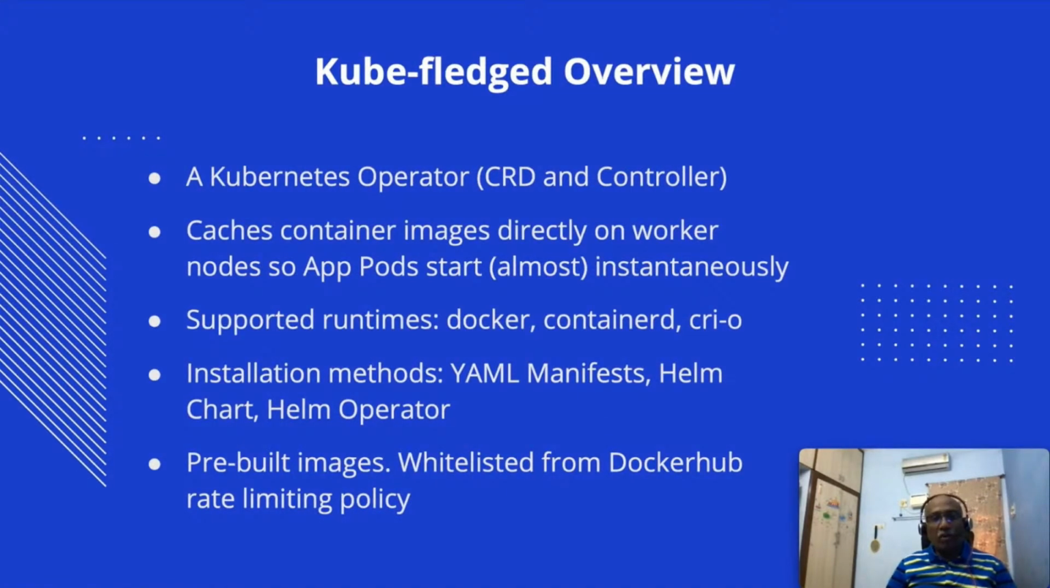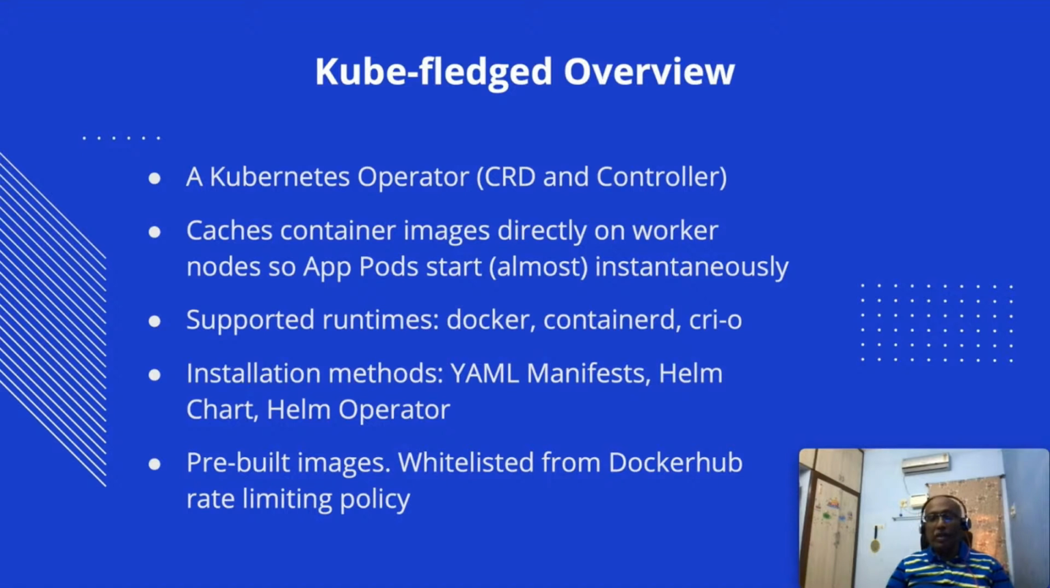Now moving on to Cube-fledged. So what is Cube-fledged? Let me give you an overview of what Cube-fledged is. It's basically a Kubernetes operator implemented using a custom resource definition as well as a controller. And the main purpose of Cube-fledged is to cache container images directly on the worker node.